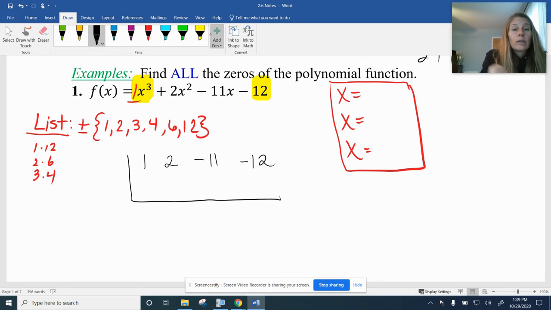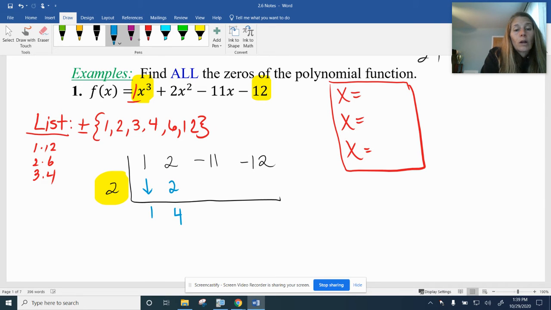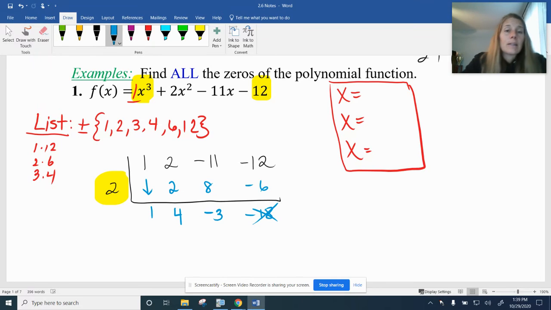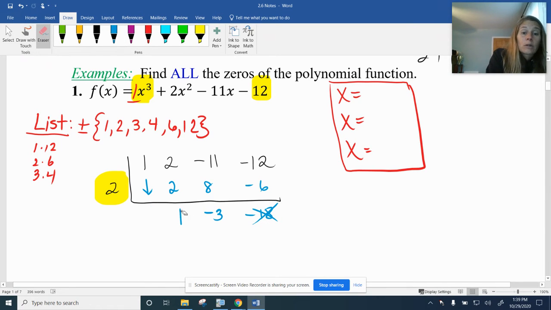And then I'm going to ask you at this point to just pick a number from that list. So I don't know, I guess I'm just going to try 2. So if I try a 2, for example, I carry down my 1. 1 times 2 is 2. I'm going to add those up. I get 4. 4 times 2 is 8. Add those up. I have -3. -3 times 2 is -6. But that gives me a -18. So I know that that won't work, and that is not one of the answers.